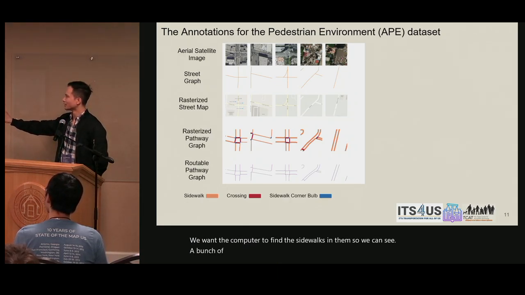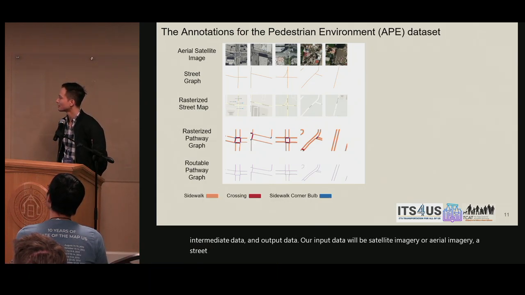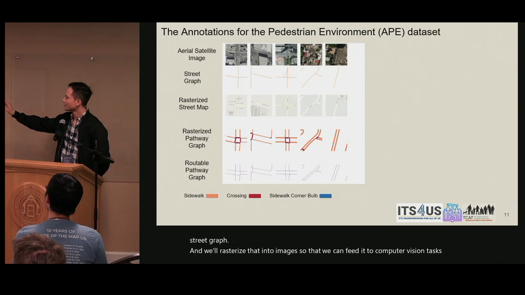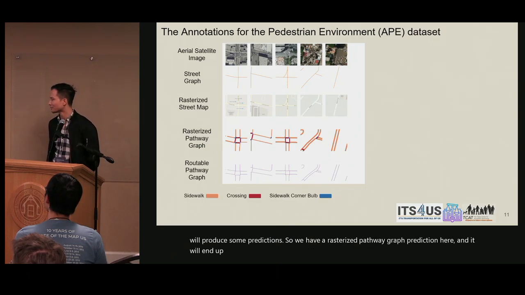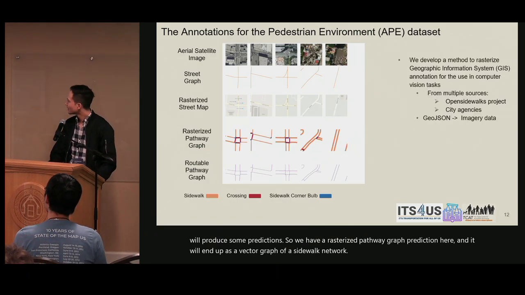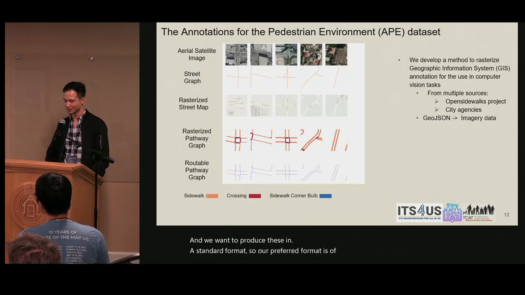So we can see a bunch of different kinds of data here in this process. And we have some input data, intermediate data, and output data. Our input data will be satellite imagery or aerial imagery, a street graph, and we'll rasterize that into images so that we can feed it to computer vision tasks. And those will produce some predictions. So we have a rasterized pathway graph prediction here, and it will end up as a vector graph of a sidewalk network. And we want to produce these in a standard format. So our preferred format is, of course, the OpenSidewalks format.